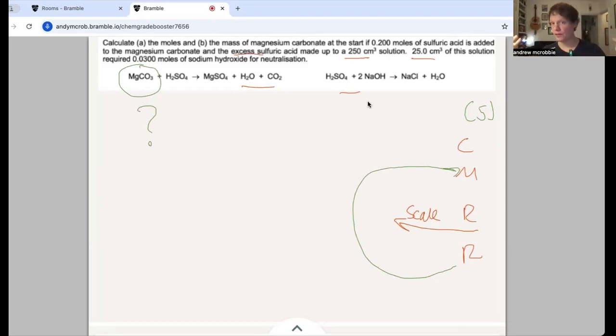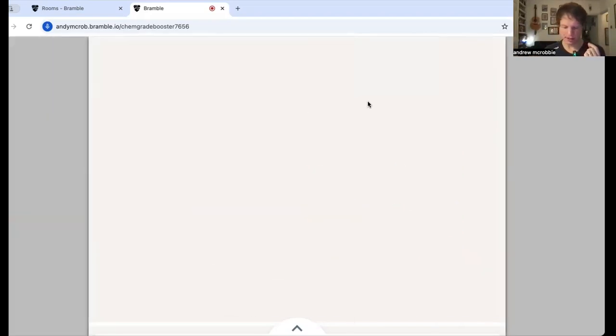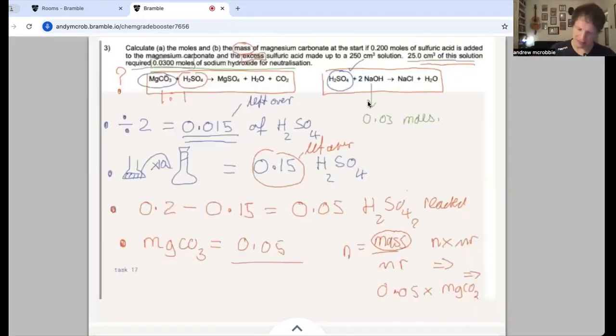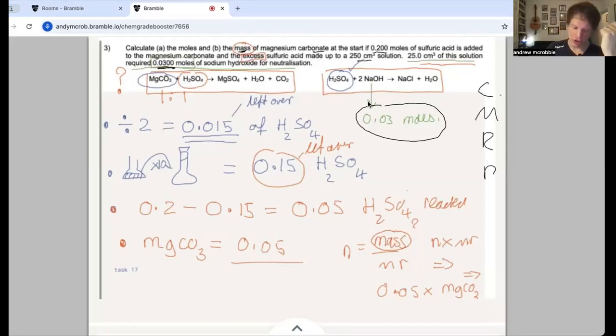Now, in true baking form, here's one that I made earlier. So I did this a bit before, and let's just follow what's happened. So calculate A, the moles, and B, the mass of magnesium carbonate at the start if this number of moles of sulfuric is added to the magnesium carbonate and an excess sulfuric acid is made up to 250 solution. 25 of this requires this amount of moles of sodium hydroxide solution. Okay, so there's our moles of that.